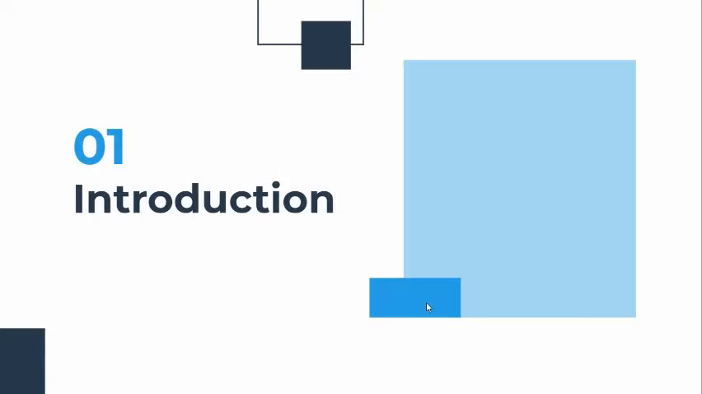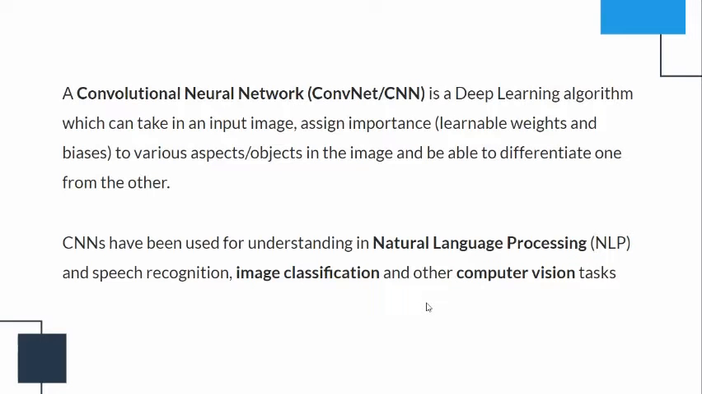In this part, the author introduces us to convolutional neural network and the ReLU function. A convolutional neural network is a deep learning algorithm which takes an input image, assigns importance, that is, a learnable weight and bias, to various aspects or objects in an image and can differentiate one from another. CNNs have great success in computer vision tasks such as image classification, object detection, and tracking, but are not limited to computer vision. They are also helpful in natural language processing and speech recognition.